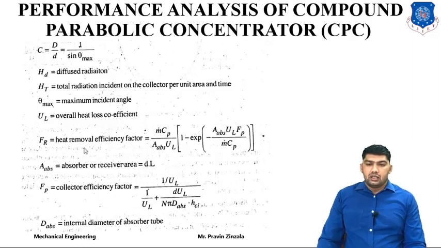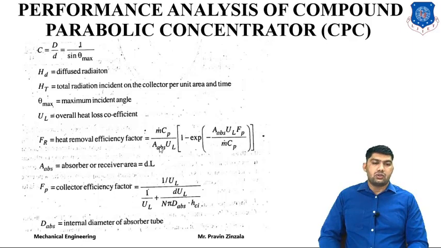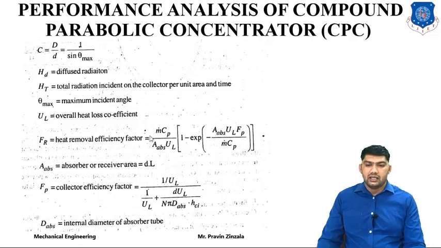Heat removal efficiency factor. In the previous lecture we also discussed the heat removal factor, which is the heat absorbed by radiation divided by the heat absorbed at the inlet temperature, or if the whole fluid is maintained at the same temperature. So we can also achieve maximum utilization of heat. Here MC means mass flow rate, CP is equal to specific heat, and A is the absorber or receiver area. We can also calculate small d into the length of our collector.